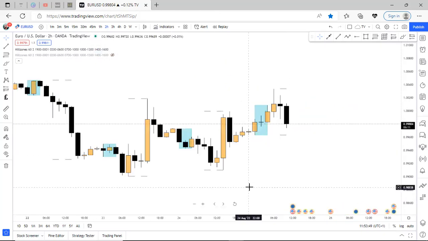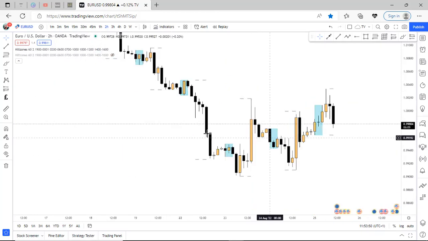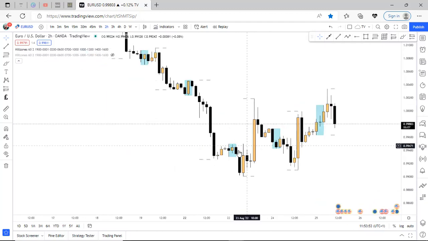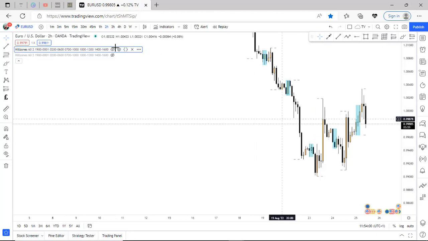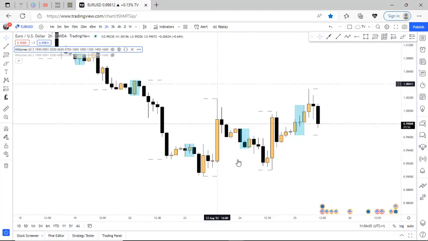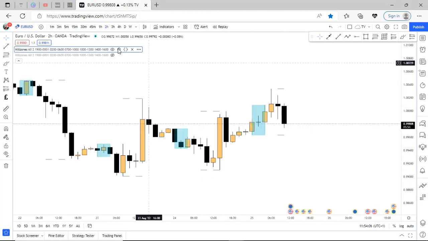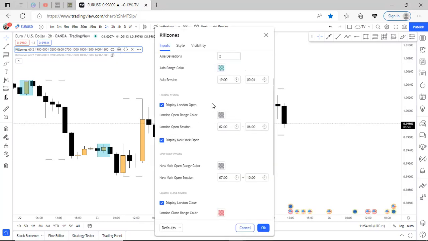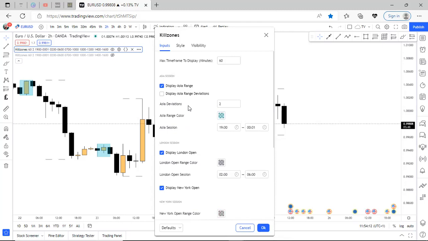To make your chart neat, you want to adjust the settings of this indicator. Now I will go to the settings right here, click on the settings, and I'll be able to adjust all of these lines that are on the chart. I don't know why that is not coming up. Okay, now we have it. So this is the settings.